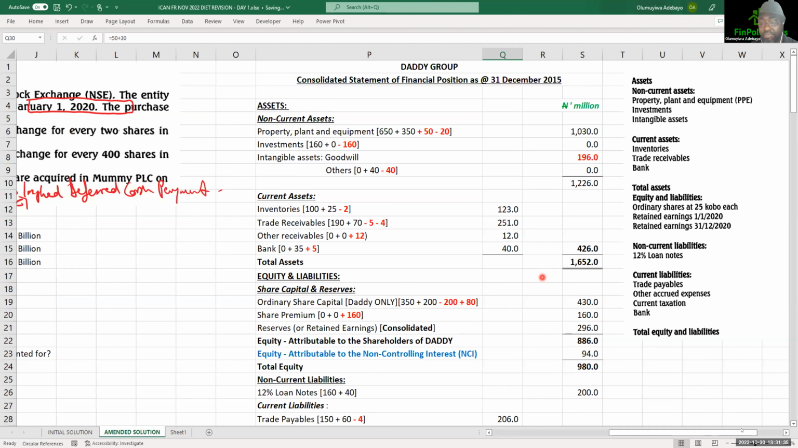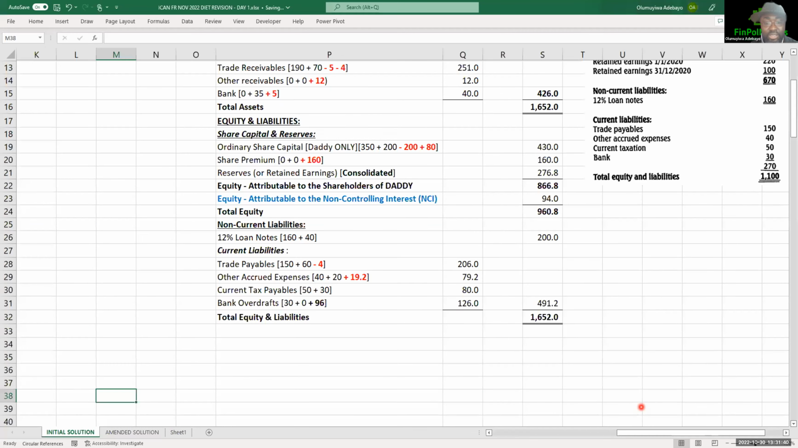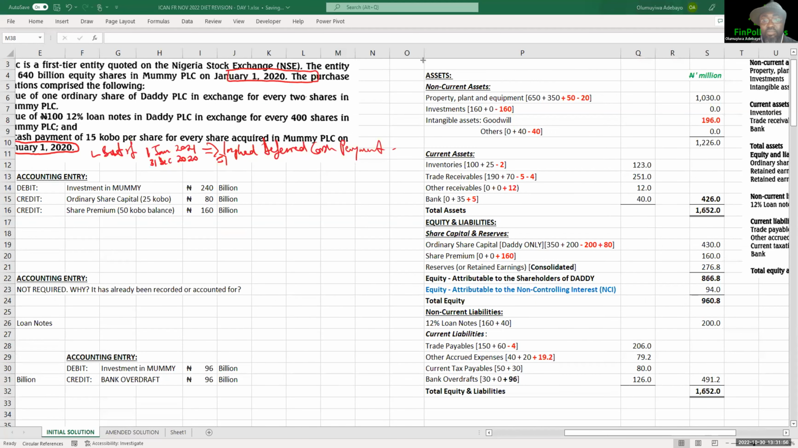Let me go and copy the other solution, and cut it and paste it by the side. Look at it side by side. Now, see where the changes lie. This is exactly the same, but see the difference here.